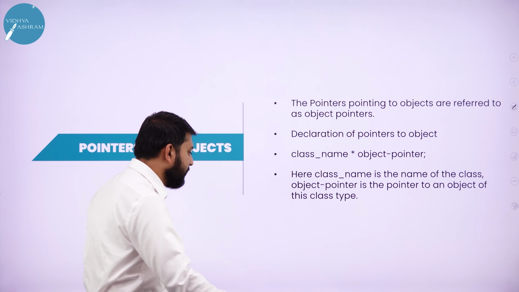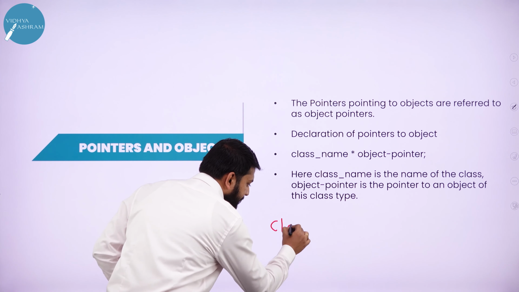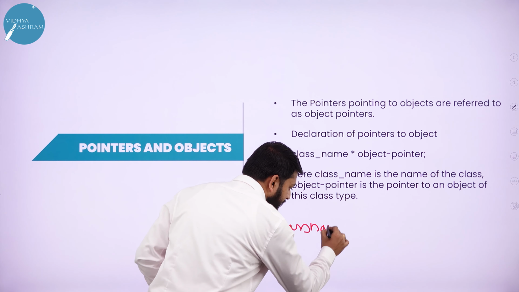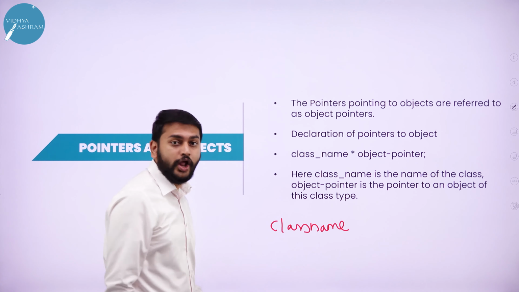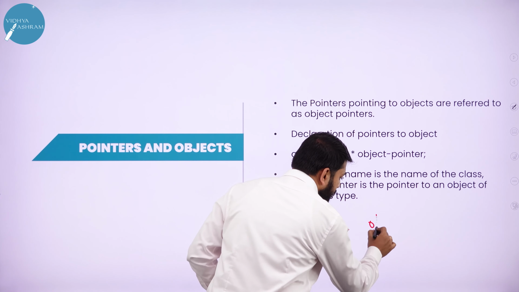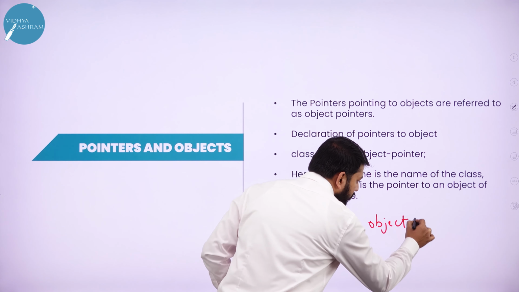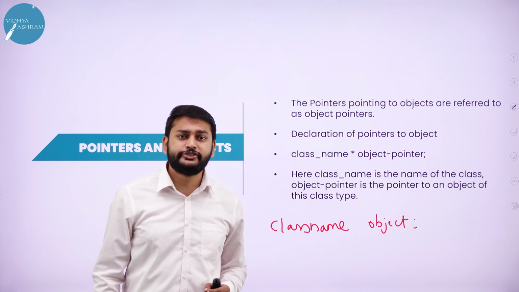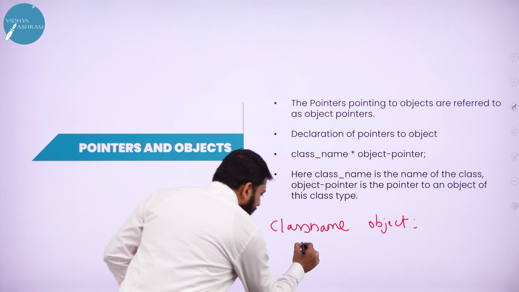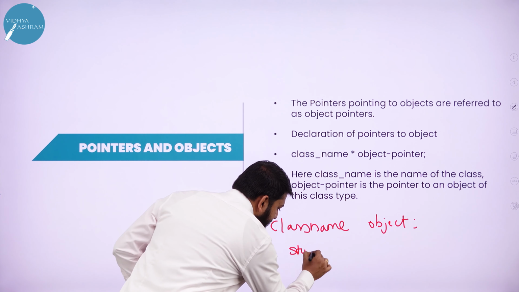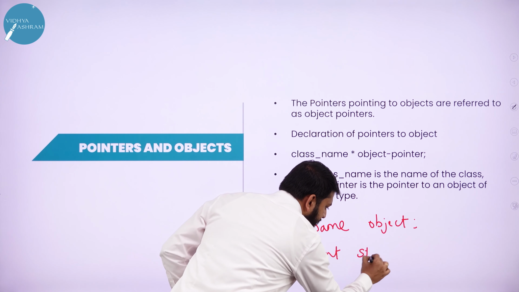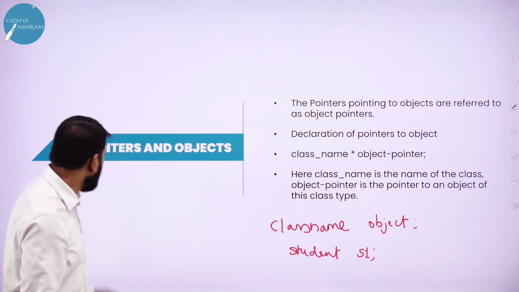Come on, everybody. I have the class name, then I have to write the object name. This is the syntax to create any object. Let's imagine my class name is student. Suppose I want to create an object for the student class. Okay, now what is the topic?